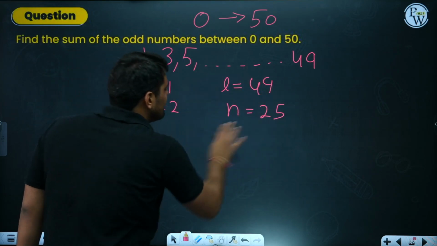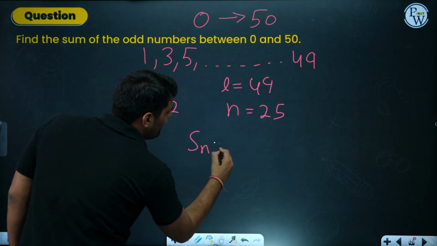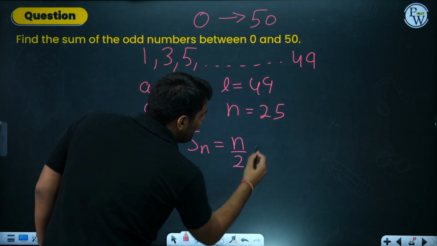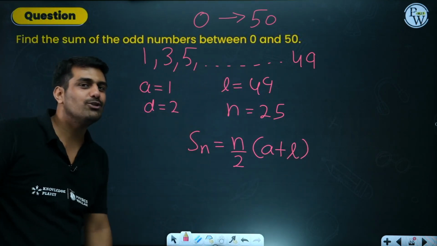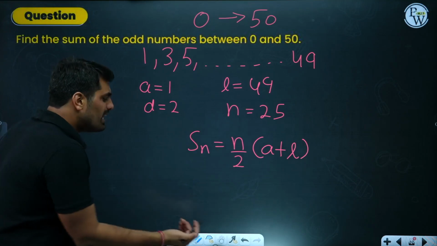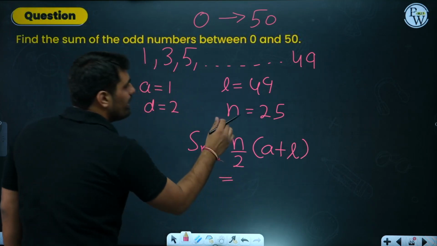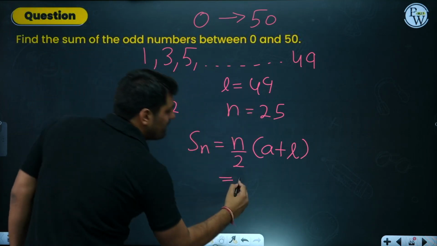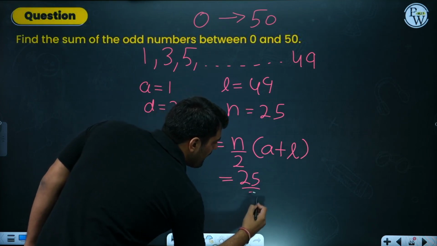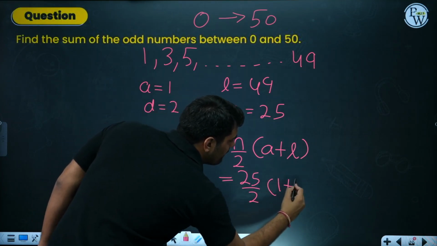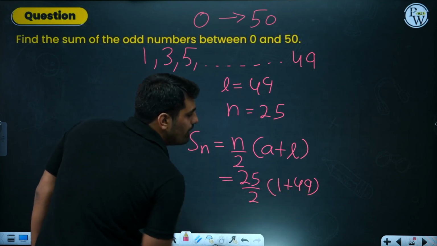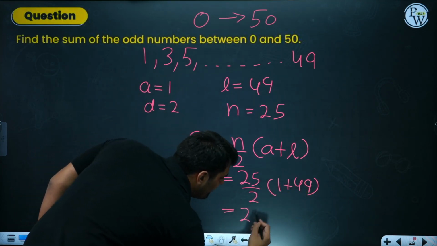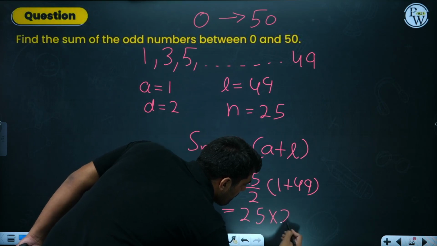Now, if these things are known, I can use the formula Sn equals n by 2 (A plus L). As you know, this is my favorite formula now. Putting up all the values, N value is 25. So 25 by 2. The value of the first term is 1. The value of the last term is 49. 49 plus 1 is 50. 50 by 2 will be 25. We are left with 25 into 25.